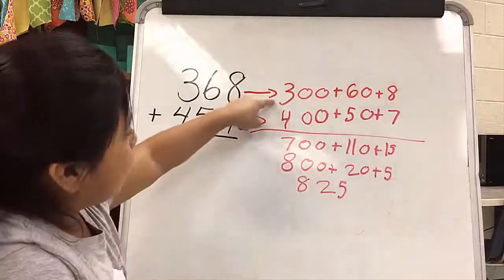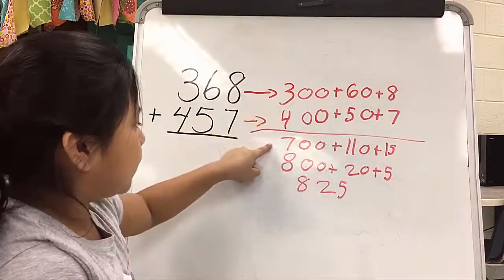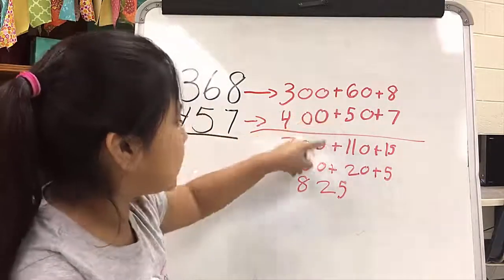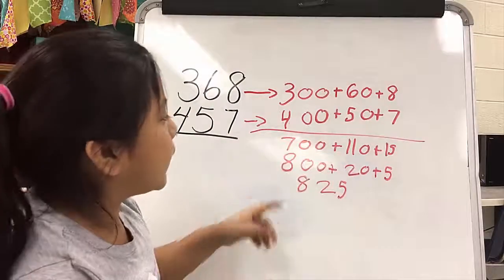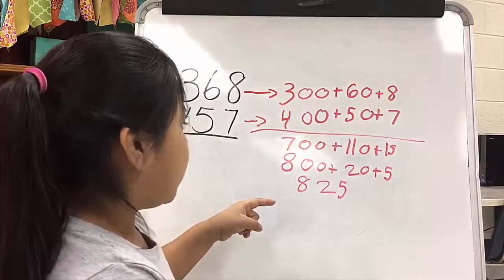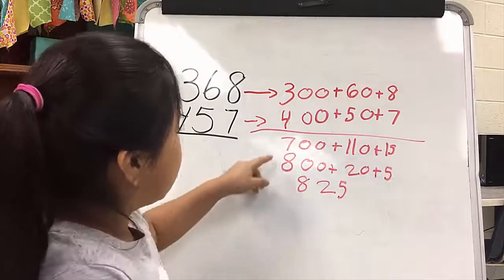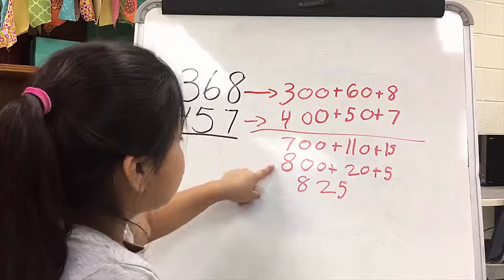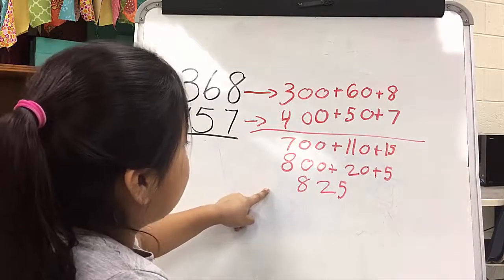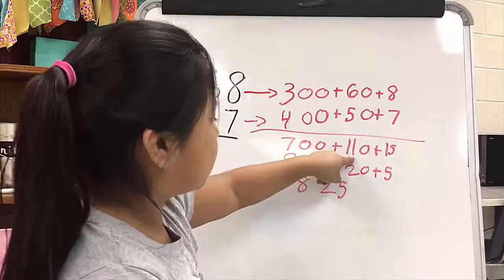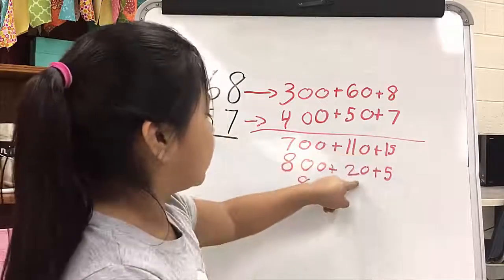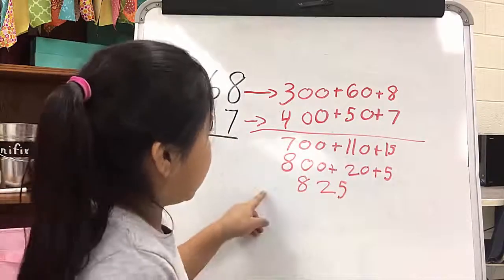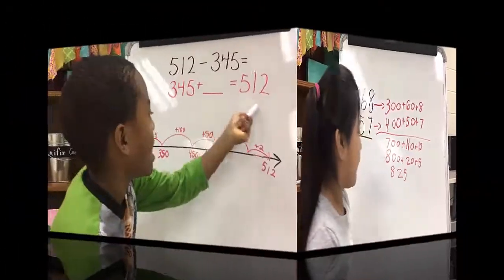I know that 300 plus 400 equals 700 and 6 tens plus 5 tens equals 11 tens and 8 plus 7 equals 15. So I add 700 plus 100 and it equals 800. Now I have to add 10 plus 10 equals 20, and I know that's a 5, so I write a 5 here. And the total is 825.